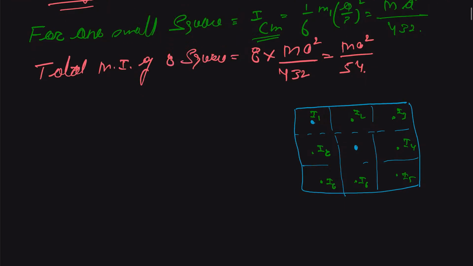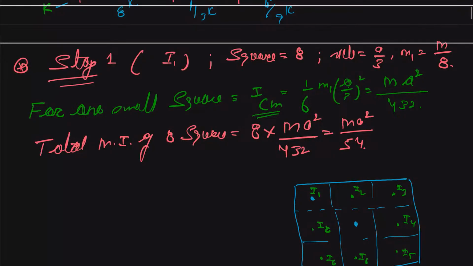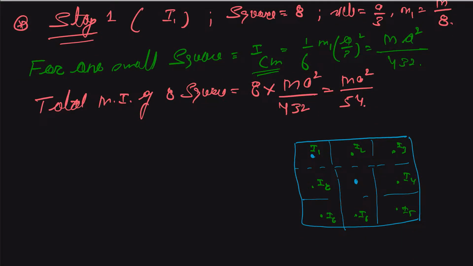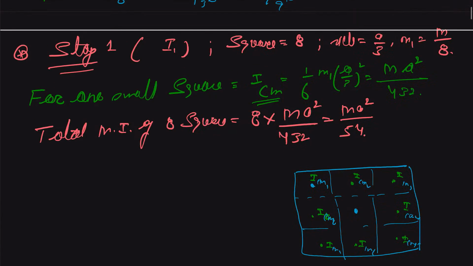One second, let me call this ICM, not I1, I2. So this is our ICM 1, we have ICM 2, ICM 3, ICM 4, ICM 5, ICM 6, ICM 7, and ICM 8. So we got the moment of inertia for one small square, that is our ICM, and in total we got ma square divided by 54.